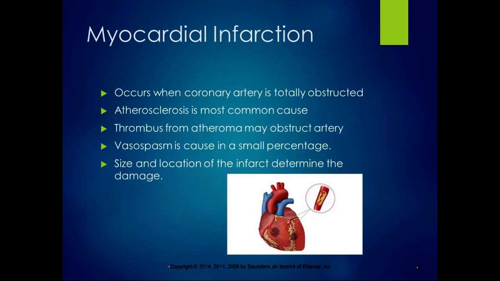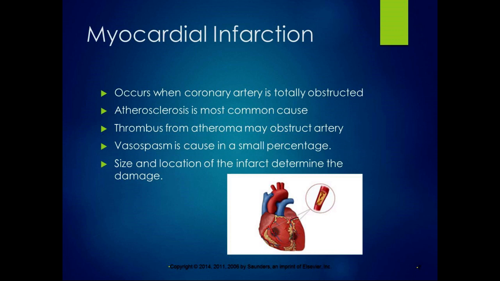So let's say it does lead to a myocardial infarction. It occurs when the coronary artery is totally obstructed. And atherosclerosis is the most common cause of myocardial infarction. You can have a thrombus that broke off from an atheroma that's obstructing a coronary artery. Sometimes, in a very small percentage of myocardial infarctions, the obstruction is caused by vasospasm, where the artery is spasming and constricting, but most of the time it's a thrombus or atherosclerosis.